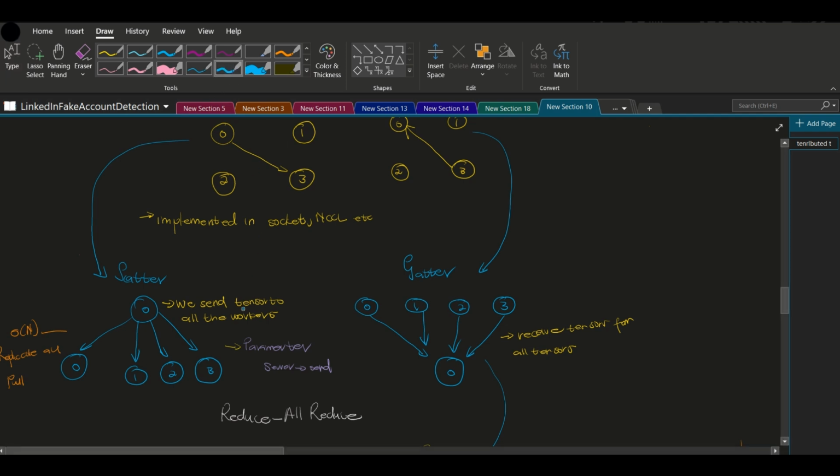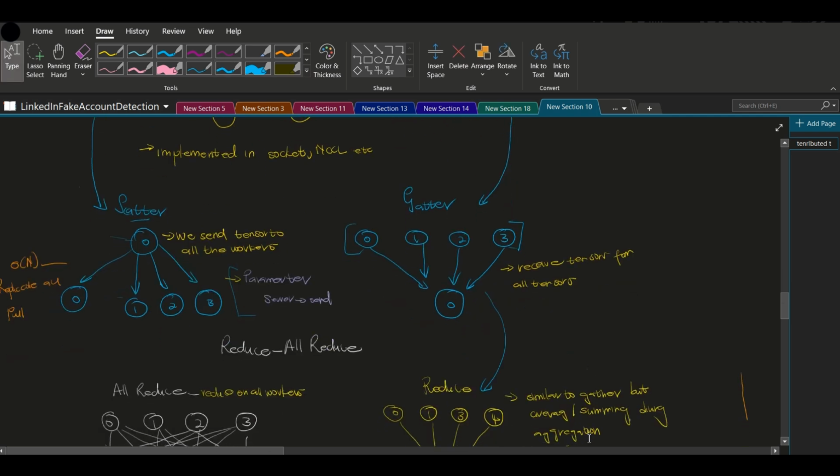Essentially, what you think of as scatter is that we send tensors to all the workers. And with gather, we receive the tensors from all the nodes. I know this might sound like, okay, this is still a parameter server. Yes, because we have to send all the tensors to all the nodes. You can think of it as the parameter server having to send all of those changes to all the nodes, and here all the nodes have to send all of those gradients to one server.